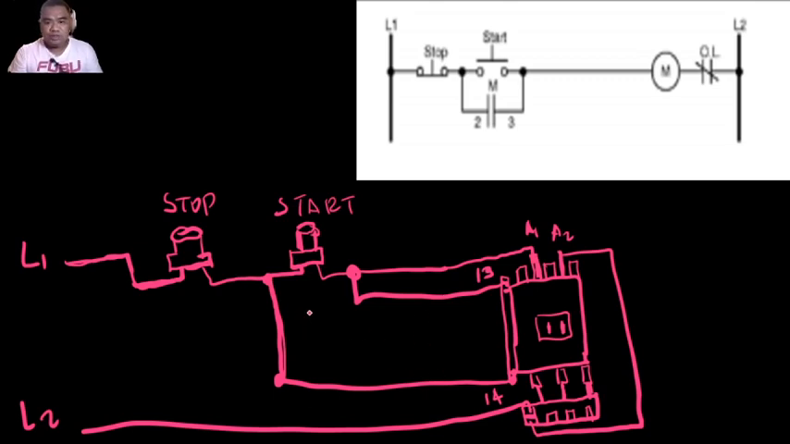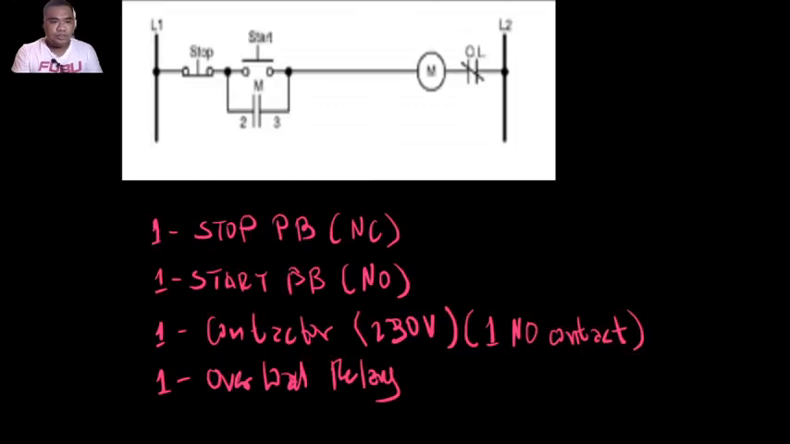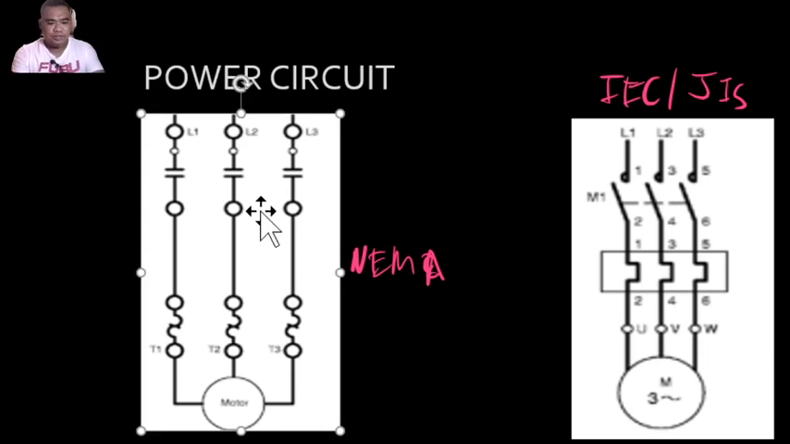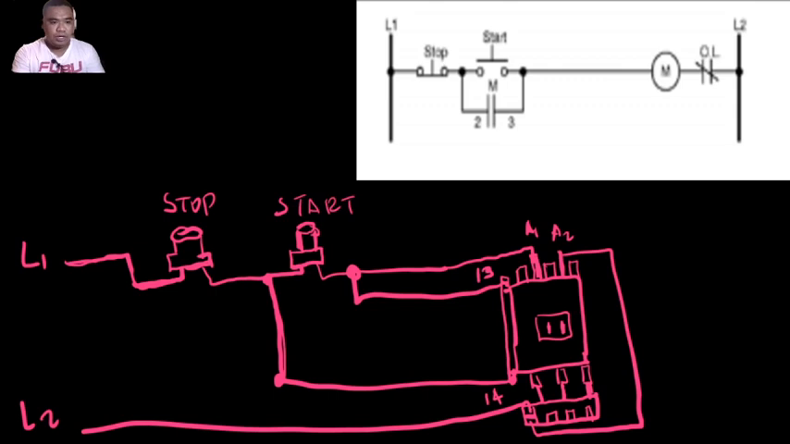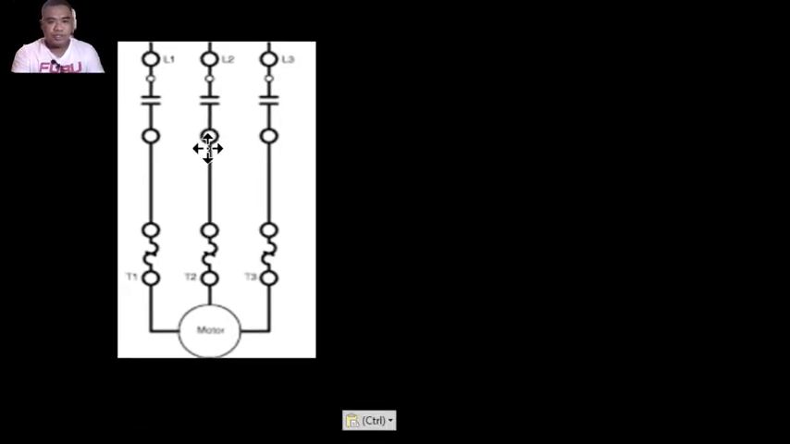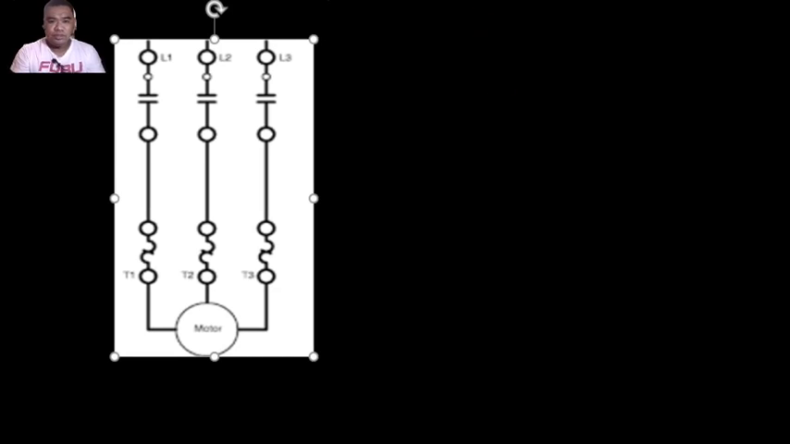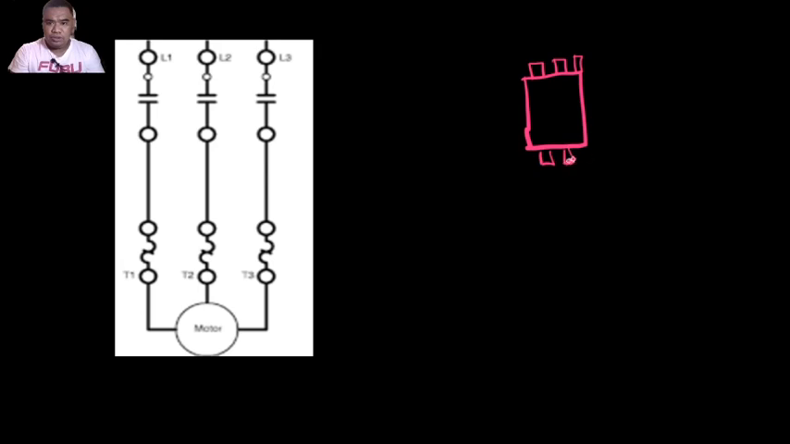Okay, so for the power circuit, let's get the power circuit here. The power circuit will just have the same diagram. We will have the same contactor, because the contactor is being controlled by our control circuit. So this will be the M contactor as given by our control circuit diagram.